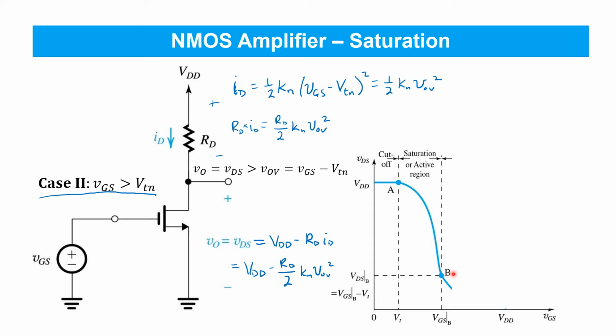Further increases in VGS will tip the transistor into triode, the square law will no longer apply, and the shape of the curve will change. We'll have to perform a whole new analysis for this part of the curve.